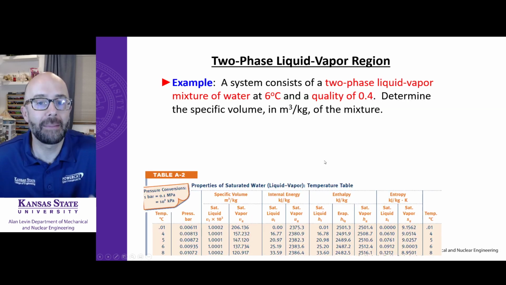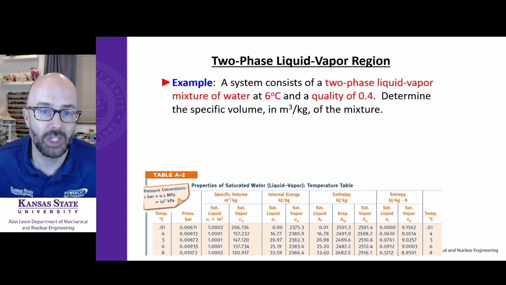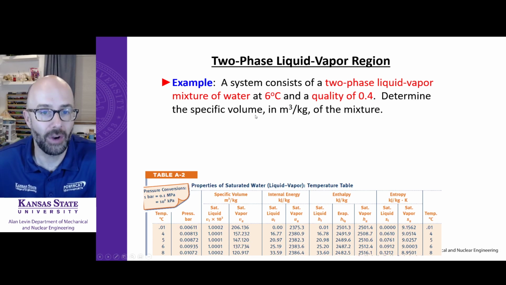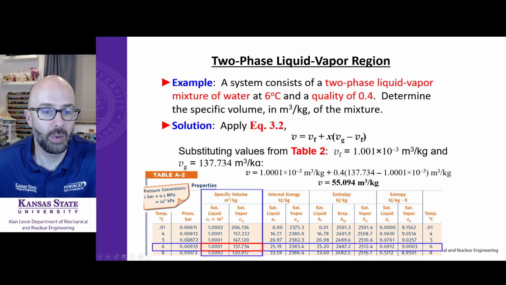Okay, so let's do an example of this. A system contains a two-phase liquid vapor mixture at 6 degrees Celsius at a quality of 0.4. Determine the specific volume in meters cubed per kilogram of this mixture. Okay, so the solution here is we know we have a two-phase liquid vapor mixture. We need to use this quality equation. And so I'm going to go down into my table and look at 6 degrees Celsius. I'm going to find my values for my saturated liquid and my value for my saturated vapor.